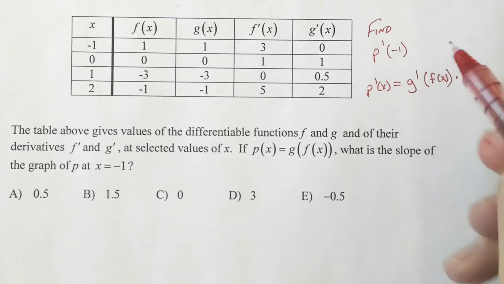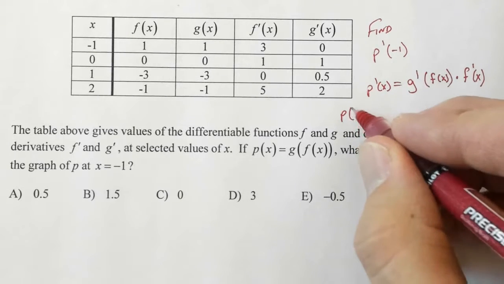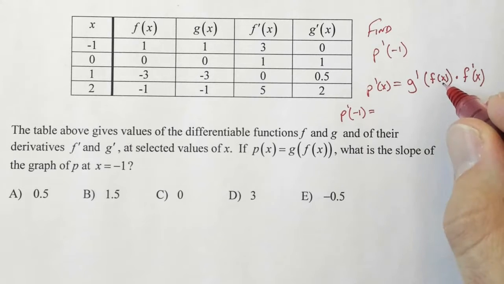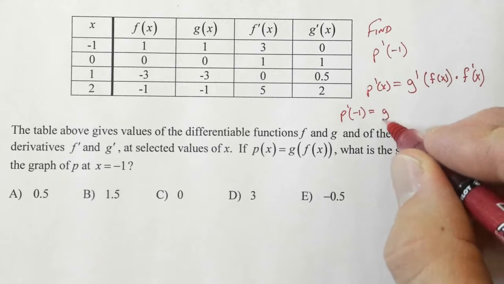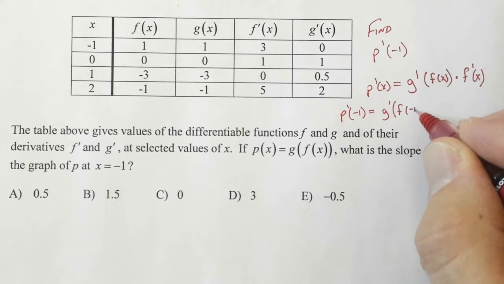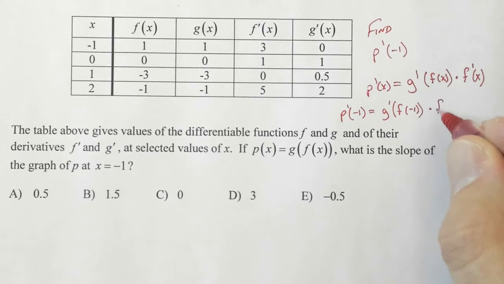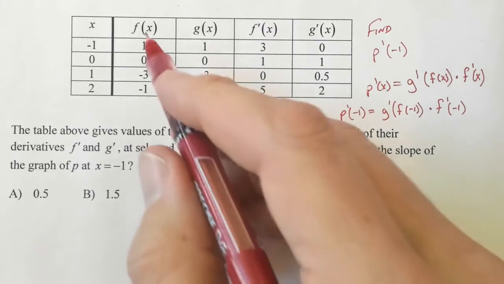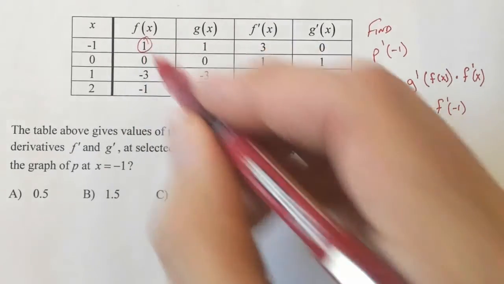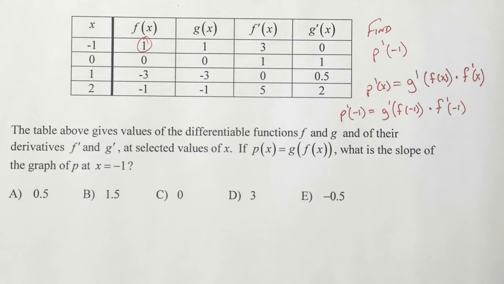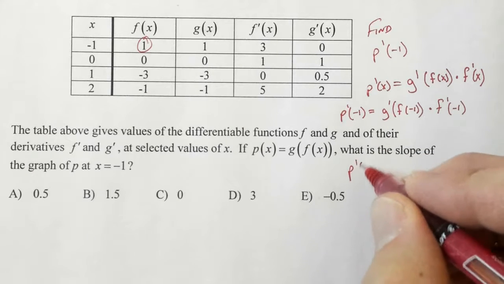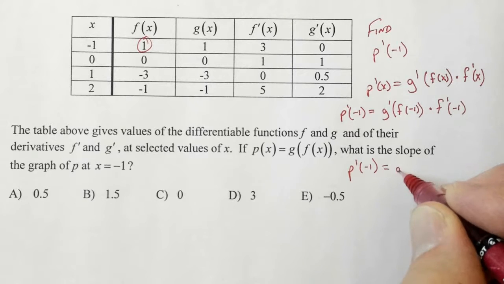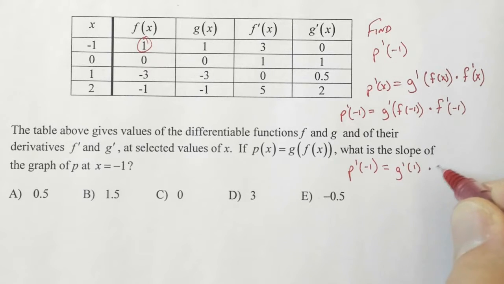We want p prime of negative 1, so p prime of negative 1, we're going to replace our x's with negative 1's. So g prime of f of negative 1 times f prime of negative 1. F of negative 1, going to the chart, here's f, here's negative 1, there's f of negative 1. It's equal to 1. So p prime of negative 1 will be g prime of 1 times f prime of negative 1.